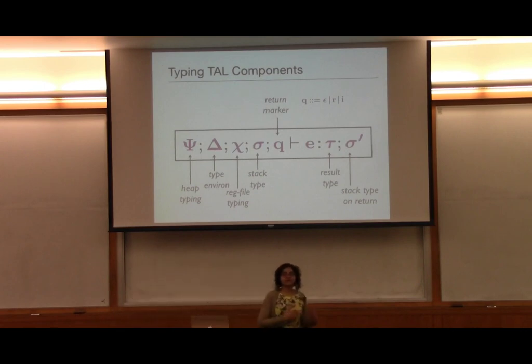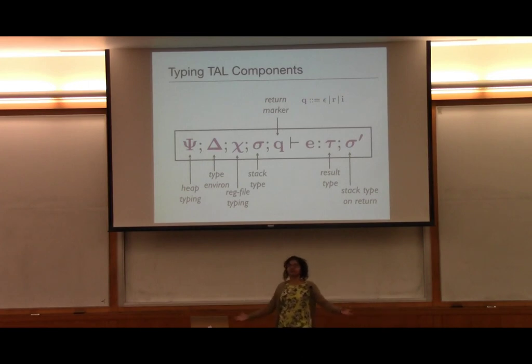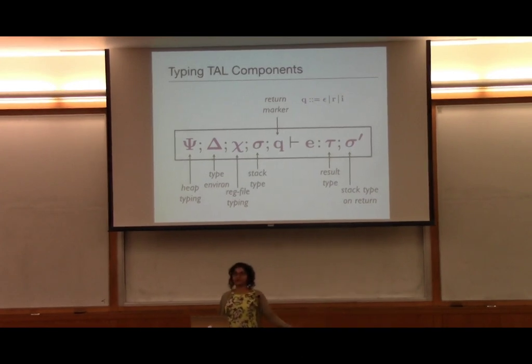So in their assembly, there was never a concept of a basic block returning a value. So they did not have type judgments where you could say a basic block gives me back a tau, a result type, okay? And that's part of the problem. I want to treat a bunch of basic blocks as, when I'm done running this component, I will return to someone with a value of type tau. So let's see what this judgment is doing, all right?